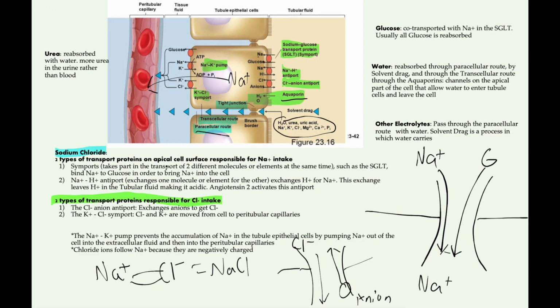So now let's talk about urea. As we talked about before, urea is a nitrogenous waste. It's very wasteful, and it's very bad for our body if it stays in our body. So urea is reabsorbed with water from the solvent drag, and there's more urea in the urine rather than blood, since this is a nitrogenous waste and we don't need it. Now let's talk about the last one, the other electrolytes, which include uric acid, magnesium, calcium, phosphate. They pass through the paracellular route with water, which is solvent drag, as I talked about before.